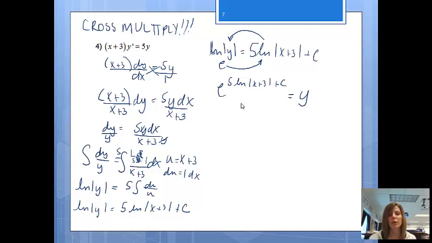Now hopefully you remember from the previous example, when I have the plus c sitting up here, it really just becomes c e to the 5 ln x plus 3, and that is equal to y. So now we have a general solution. So now hopefully you're familiar with separating the variables to solve a differential equation.